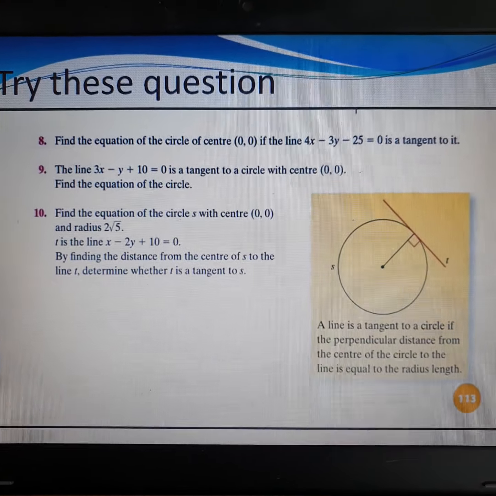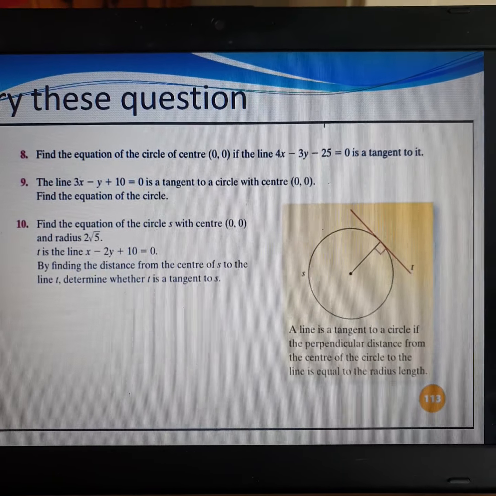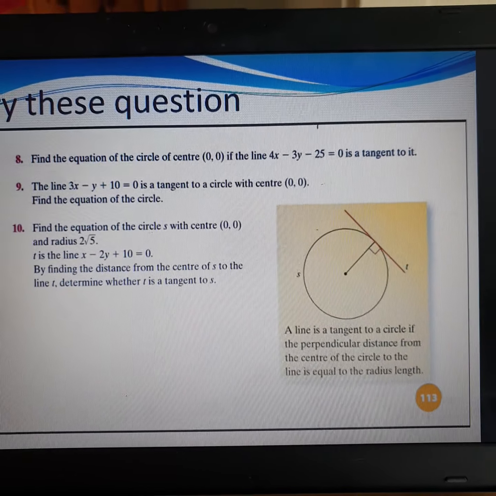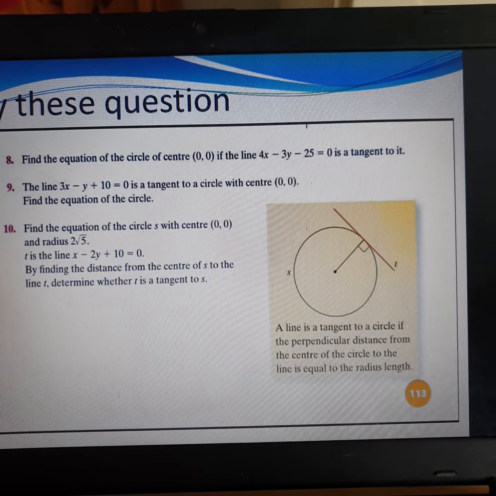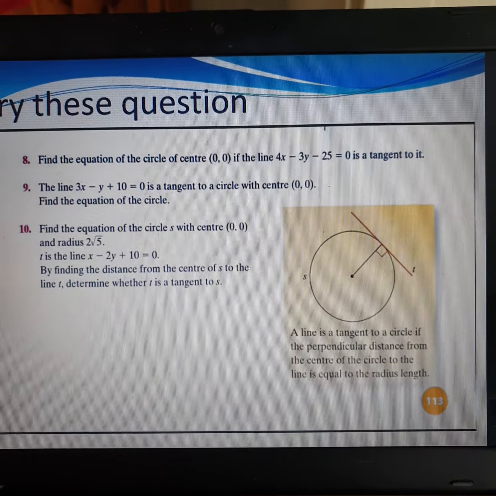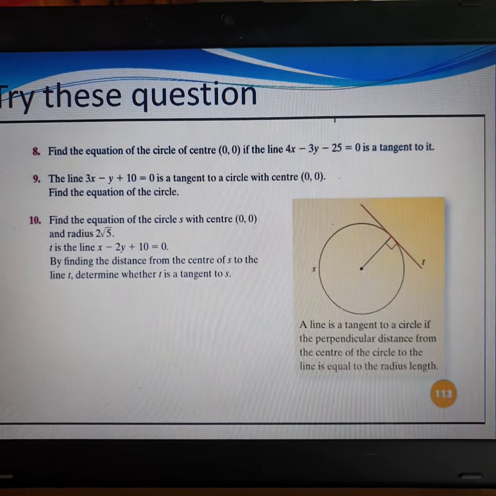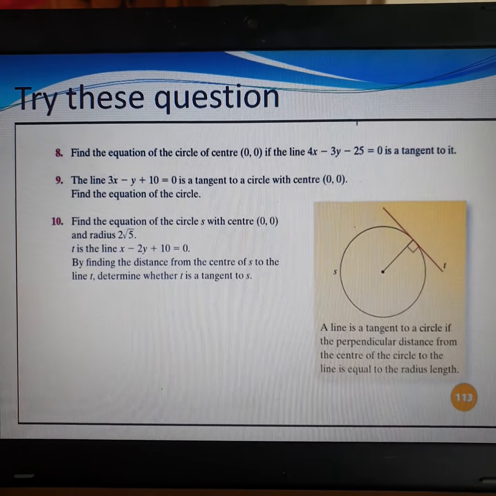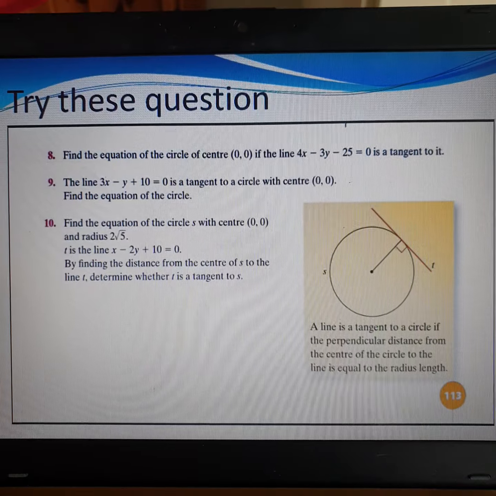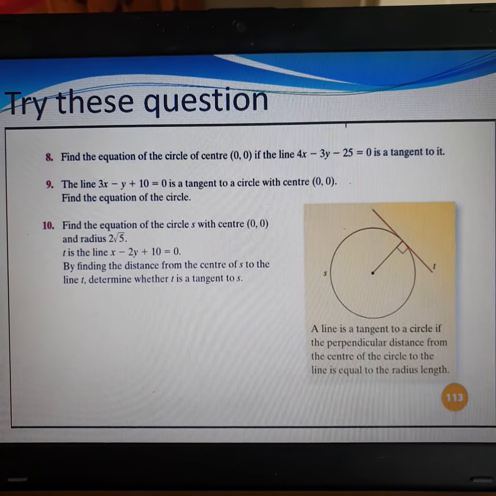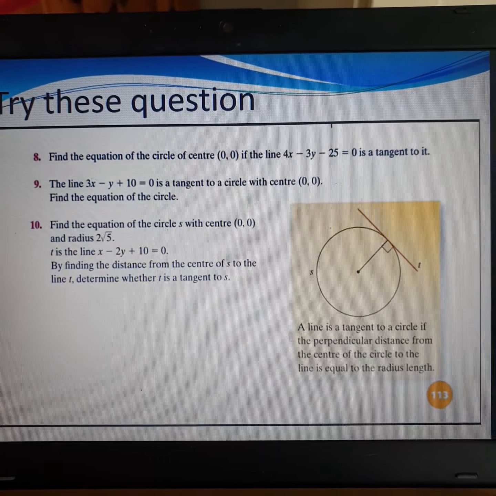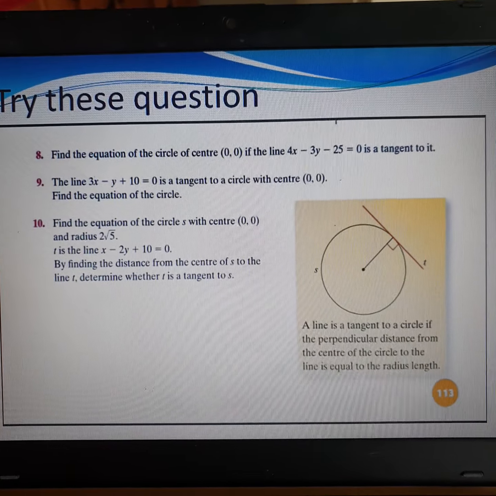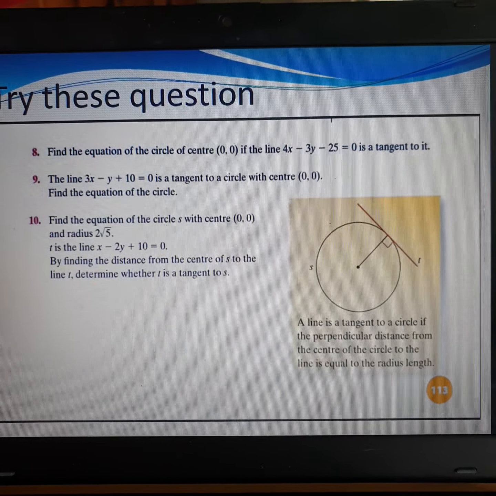So the first one, find the equation of the circle 0, 0 if the line 4x minus 3y minus 25 is equal to 0 is a tangent to it. So that's very like the example that I did, the third example. Question 9 then, the line 3x minus y plus 10 is equal to 0 is a tangent to the circle with centre 0, 0. Find the equation of the circle. Grand, okay, so that's asking you for the equation of a circle again.